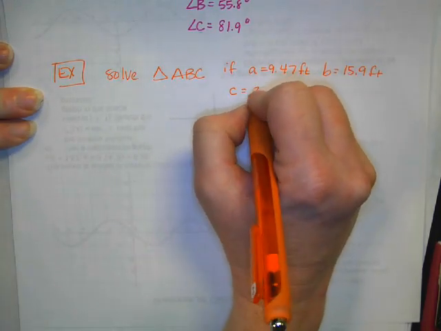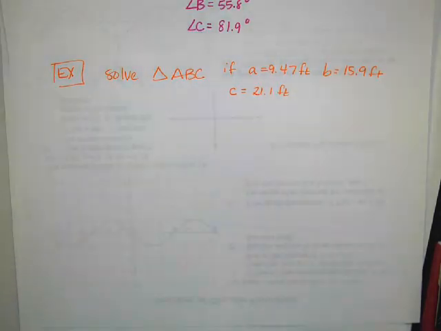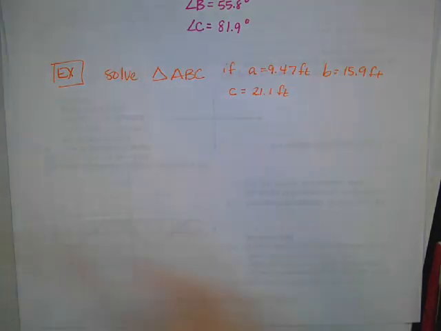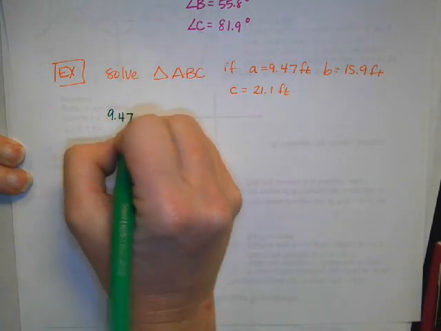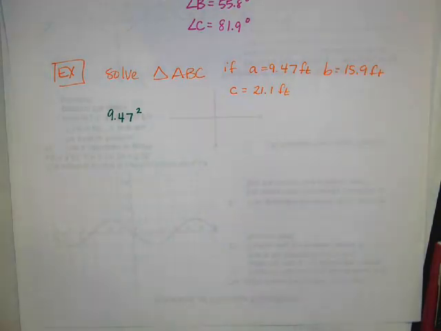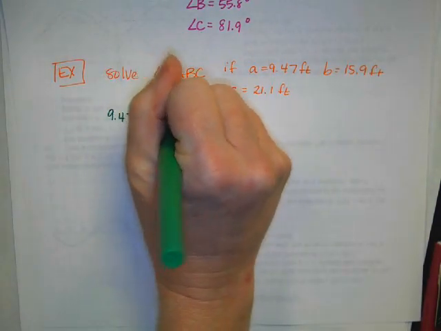No angles this time. All right, so in this case, it doesn't really matter what angle you start with. So it doesn't matter which side you put on the left. Let's just do A. So I'm going to put 9.47 squared on the left side, which means the other two have to go on the right side.